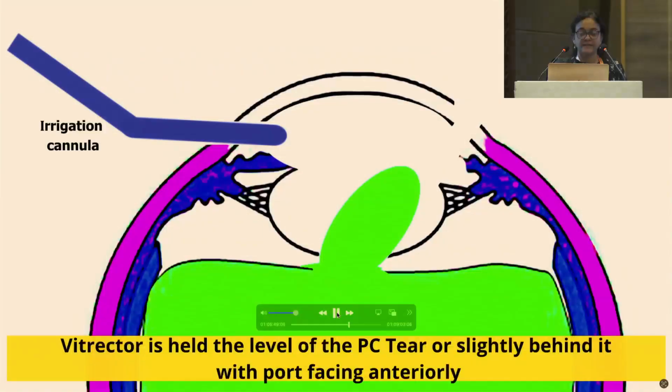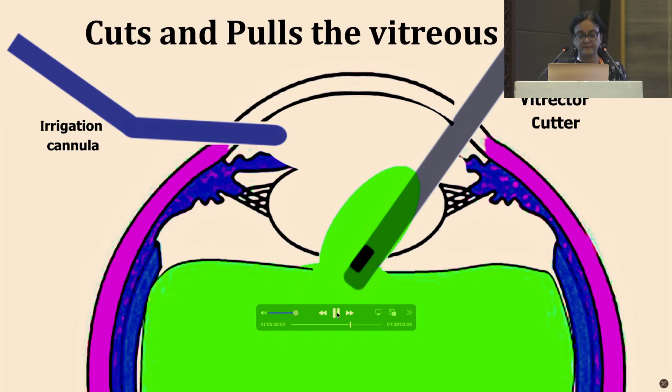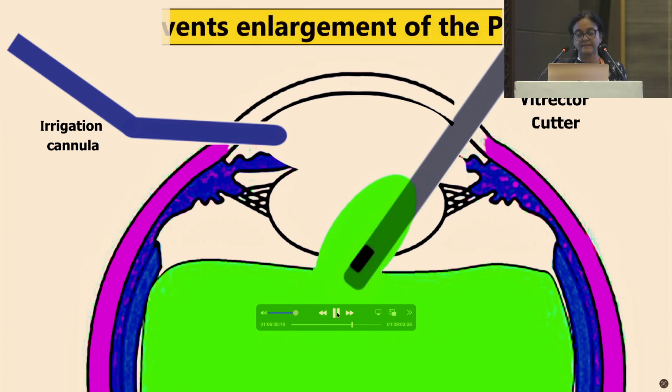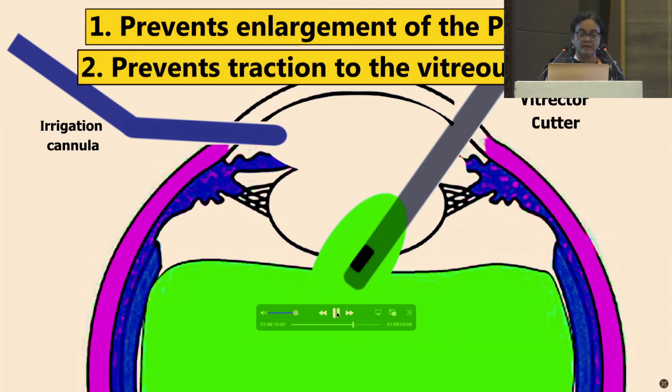The vitrector should be held in such a manner that you clear the vitreous adequately, not bring the entire vitreous out of the vitreous cavity. Whatever PC tear disturbance has occurred at the posterior capsule should be cleared enough so that the IOL implantation can be easily done. So just hold the cutter near the PC tear or slightly deeper to clear the vitreous from the area of the PC rupture. This also prevents traction to the vitreous base because you're not pulling the vitreous towards the limbal entry.